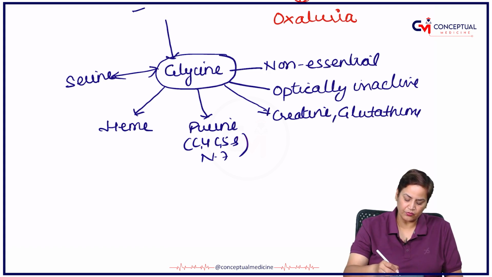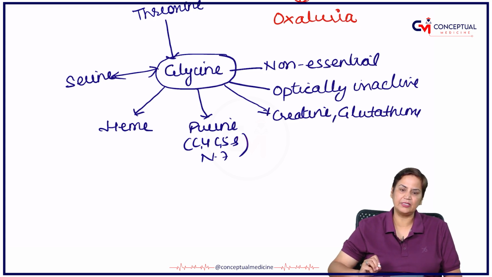So this is how we can correlate the metabolism of glycine and how glycine is being produced. It is being produced from threonine in the presence of the enzyme threonine aldolase. Right. So this is all about the metabolism of glycine, which is a non-essential, simplest amino acid which lacks a chiral carbon atom and which is optically inactive.